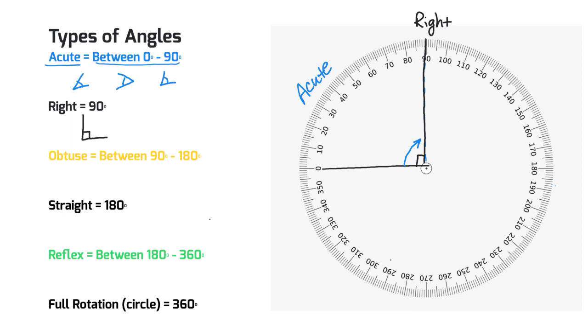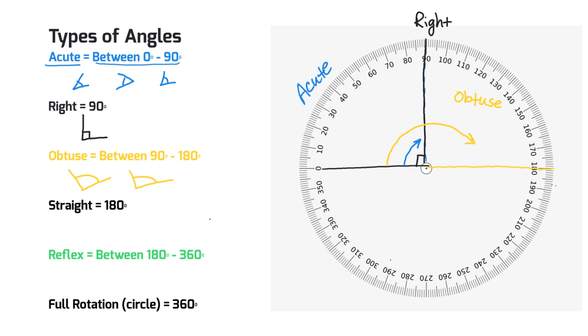An obtuse angle is a larger angle that is between 90 degrees and 180 degrees. So we always begin at 0, and an obtuse angle will stop somewhere in this zone. This is what an obtuse angle would be. So somewhere between 90 and 180. So we're going to have a wide difference between the two legs.